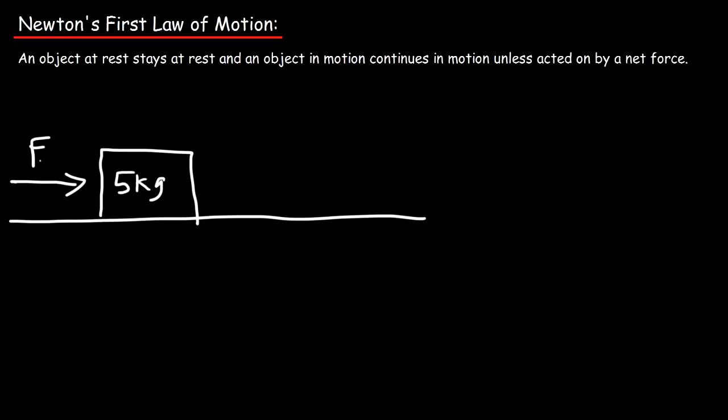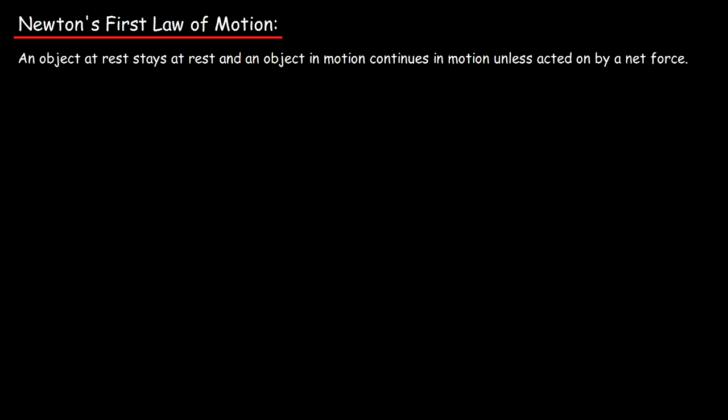A force is basically a push or pull action. You can push the box to the right, or you can pull it with a rope. In either case, a force is required to accelerate the object. If no force is applied, the object will remain at rest. Now, what about the second part? An object in motion continues in motion.